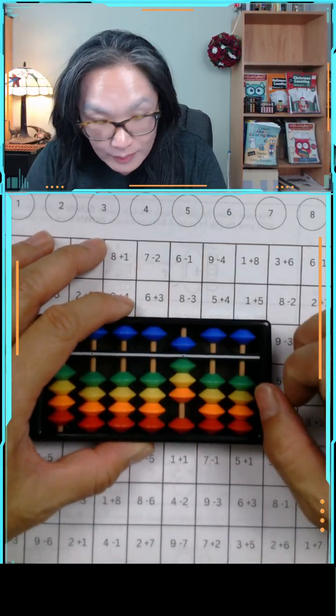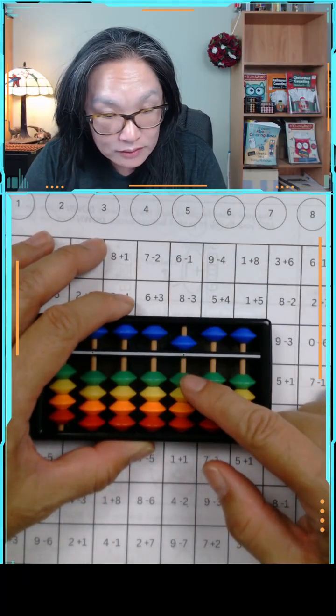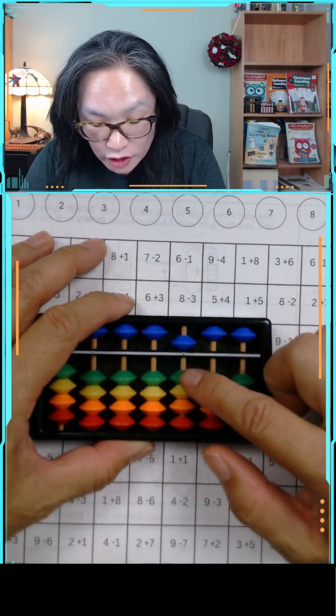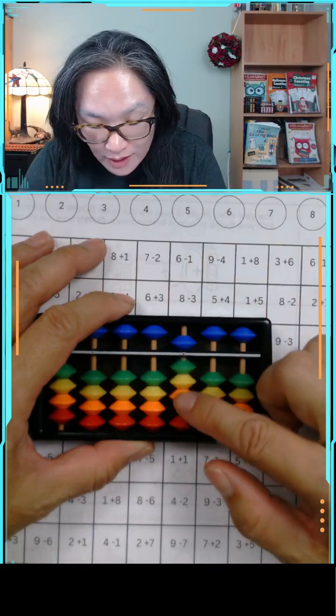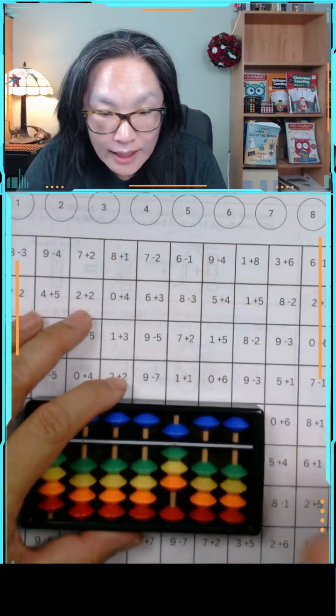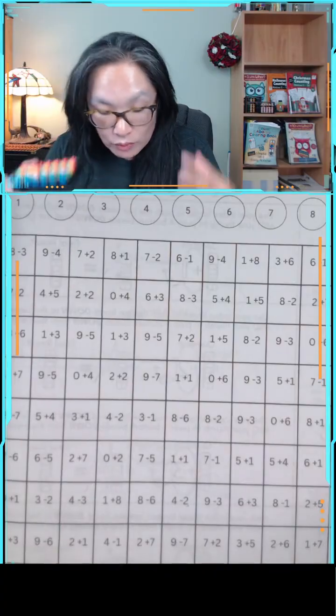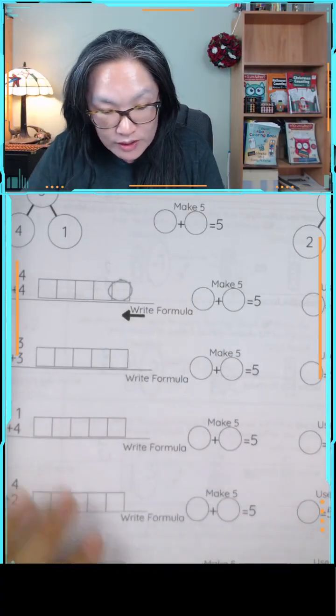So I have 8 on the abacus. I want to take away 3. Okay, so what I'm doing is I want you to get comfortable with moving the beads. That's why it's easy to do it in your head. I understand that, but the idea is to be able to move the beads. So then we go into formulas.